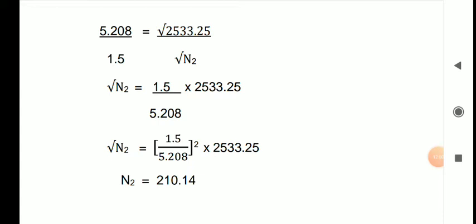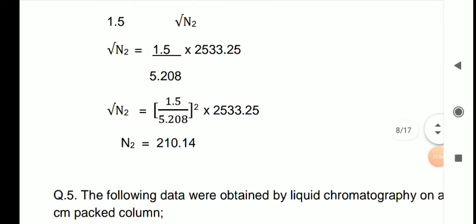Now once you multiply this by the plate height, you will get the length of the column. 210.14 into plate height, which is 0.015, we have seen in the earlier part. When you multiply that, you will get the column length. Now in this the calculations are not shown, you can do it on your own.